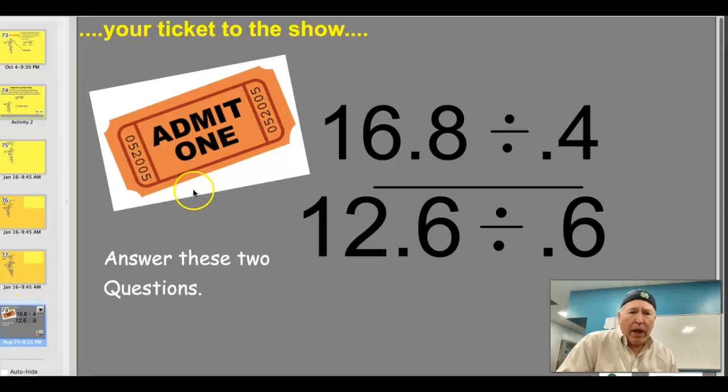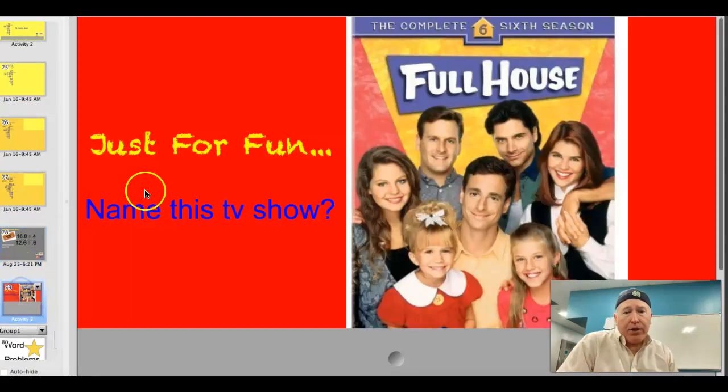All right, why don't you go ahead and take a look at these 2 problems here for your ticket to the show. 16.8 divided by 0.4, these are pretty simple, and 12.6 divided by 0.6. Go ahead and give them a shot. All right, well, we'll do some more of this in class tomorrow. Here's a ticket to the show. Name the show, just for fun.